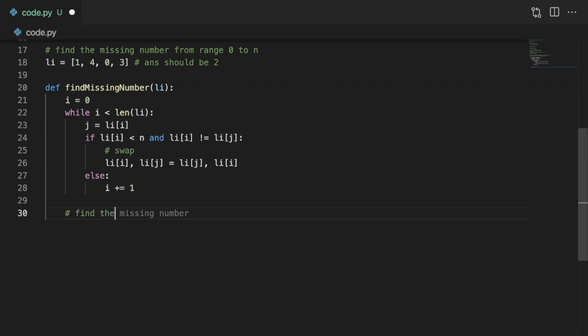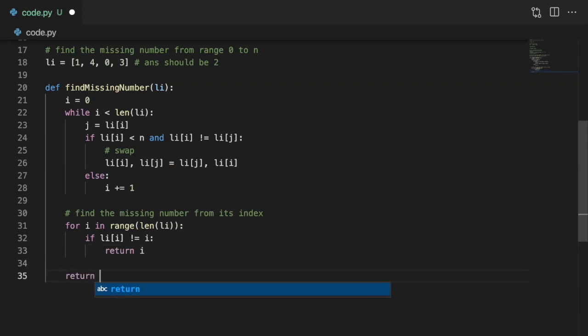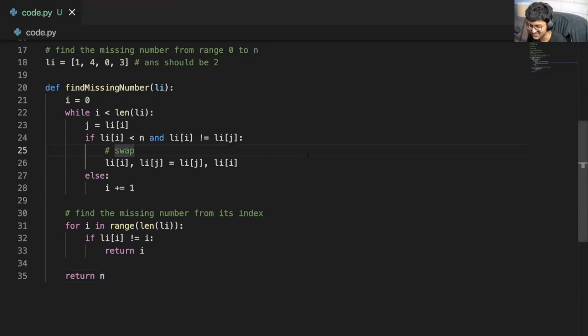And now we just need to find the missing number from its index. For i in range of the length of the list, that is the n for us, if list of i is not equal to i, return i. Otherwise, return n. Does Python do a 3-way swap? Try it. I'm not sure, but you can always try it, right?